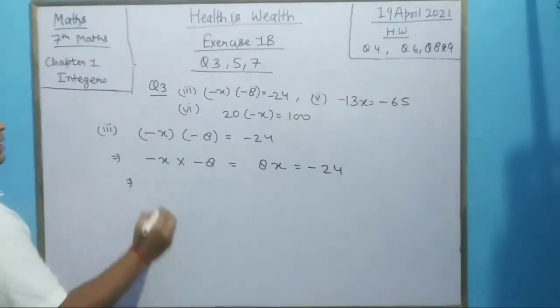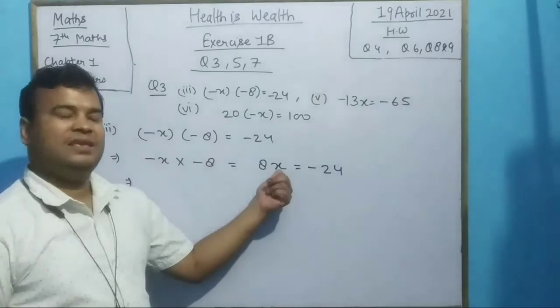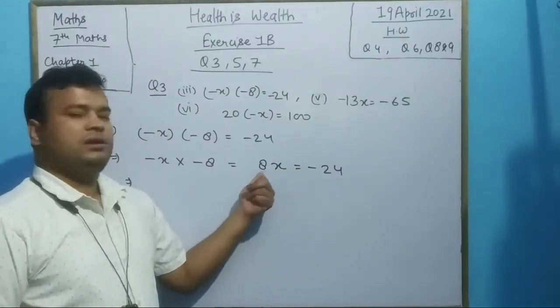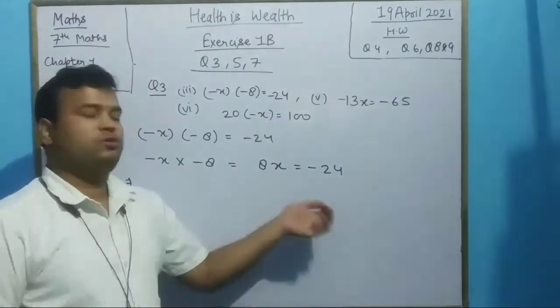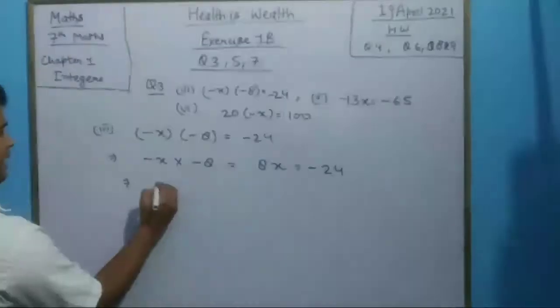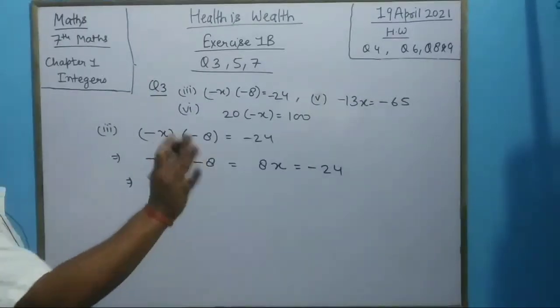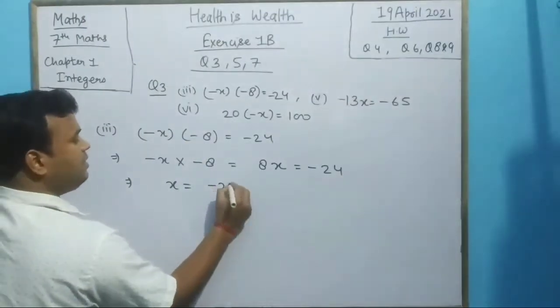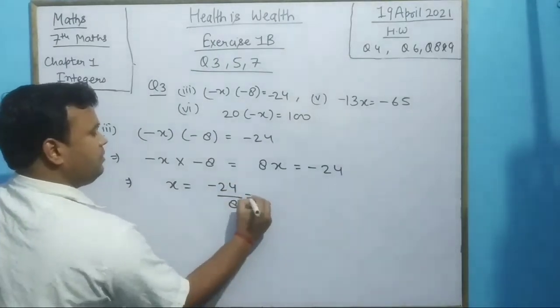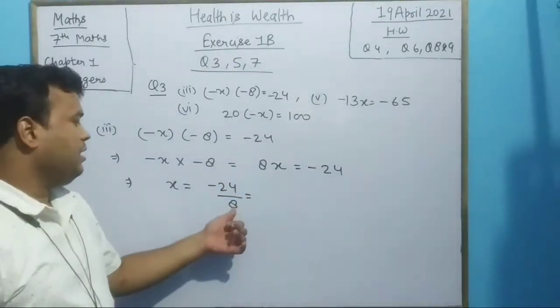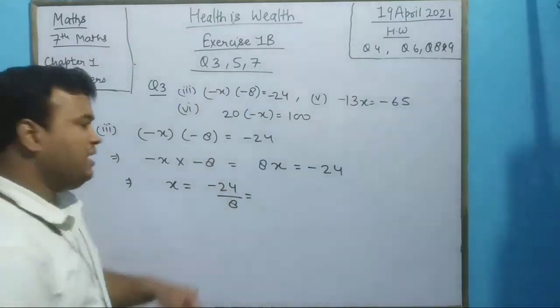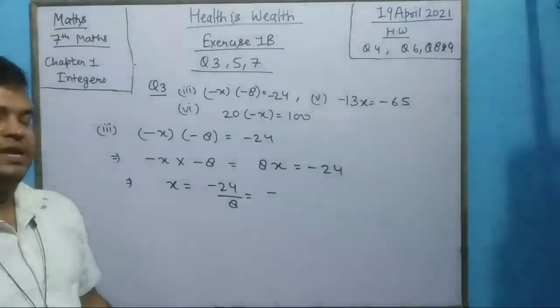Again, now we need to find the value of x. So just shift 8 from this side to the right hand side. 8 is in multiplication, so it will be in division on the other side. Now there is one negative sign, so the sign will be negative.